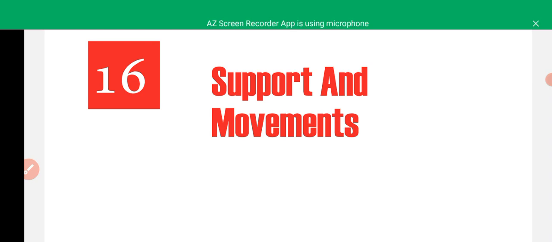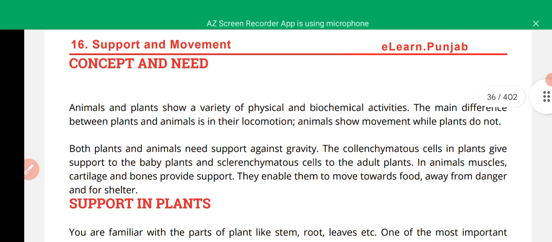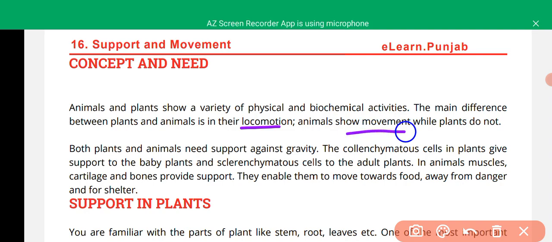Let's start our topic. You know the basic difference between plants and animals. They show various types of physical and chemical properties, and the basic difference is their locomotion. Animals show movements, and plants don't. Plants do not show movement means that they cannot leave a position and go to some other position as we do.